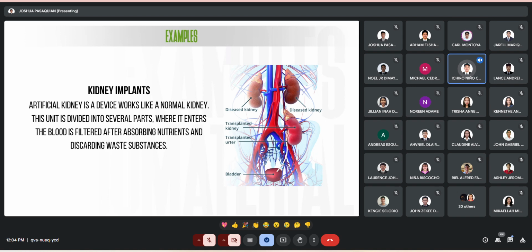Artificial kidney is a device that works like a normal kidney. The unit is divided into several parts where it enters the blood and is filtered after absorbing the nutrients and discarding waste substances. Now, a fun fact po about kidney implants is that an implanted kidney only naglalast po siya about 12 years. So after a recipient of a kidney transplant, it is partially keep on being replaced after 12 years due to the fact that it is powered through maintenance. Ganun po.